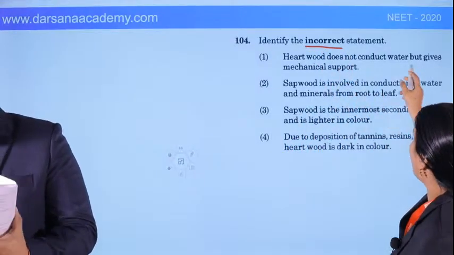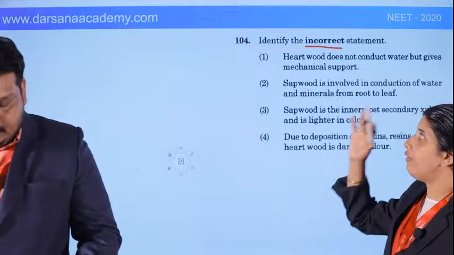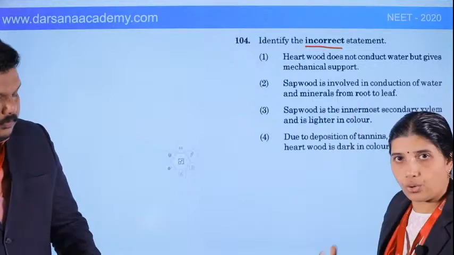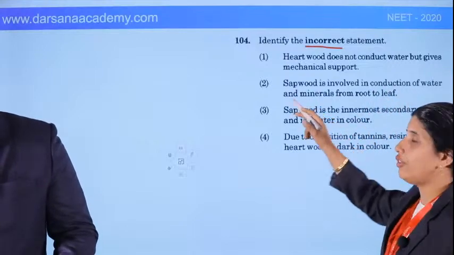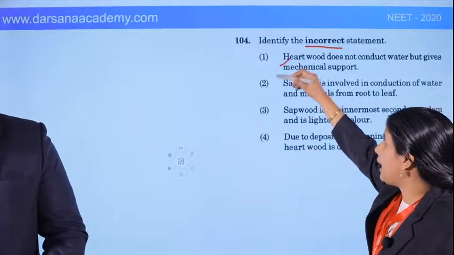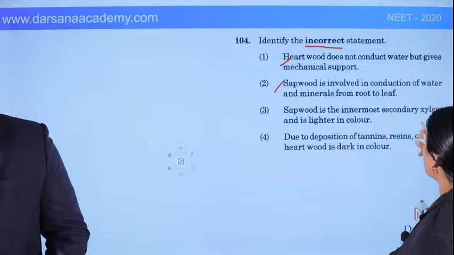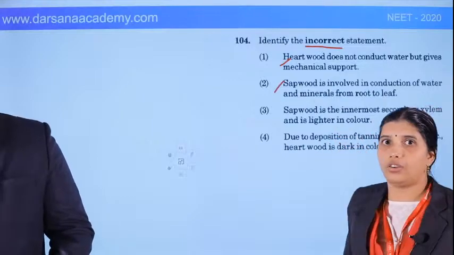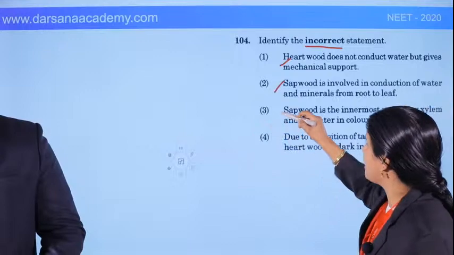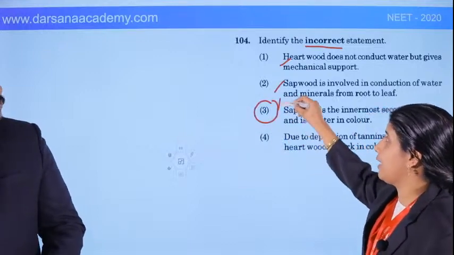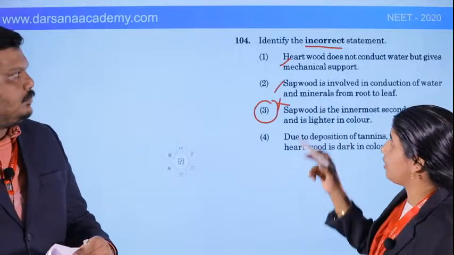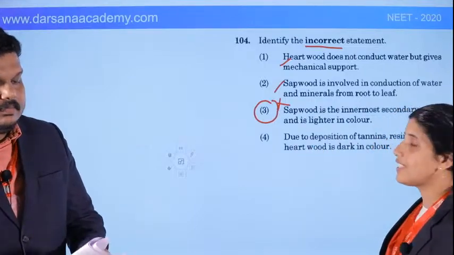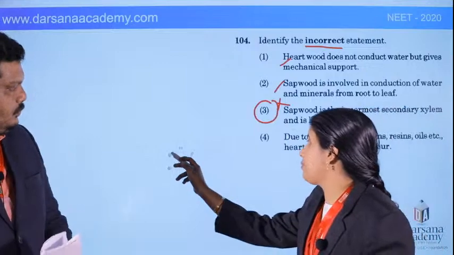Hardwood does not conduct water, of course that is correct. Sapwood is involved in conduction of water and minerals from root to leaf, that is also correct. Sapwood is the innermost secondary xylem and is lighter in color, of course not. That is the incorrect one. Therefore, this is a direct NCERT sentence, and for question 104 the answer is 3. What about the next question?